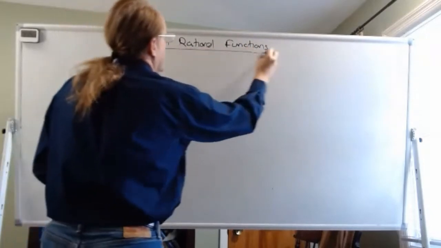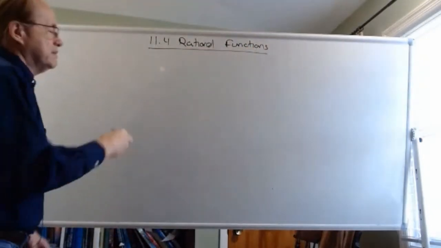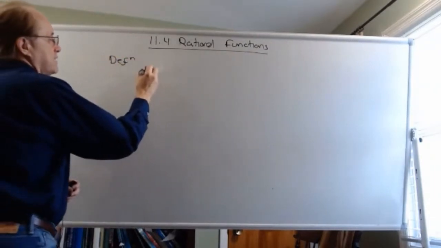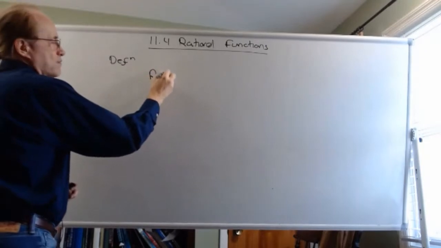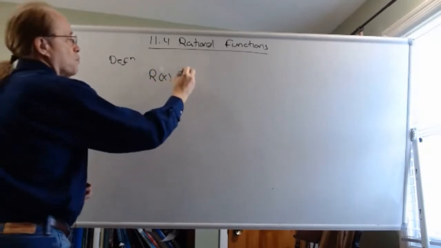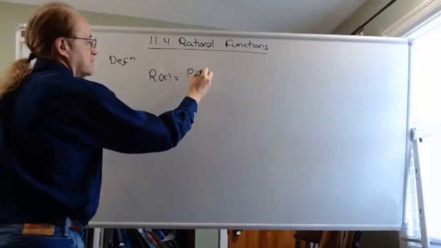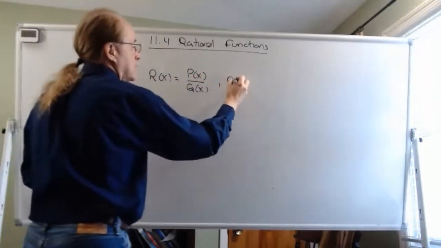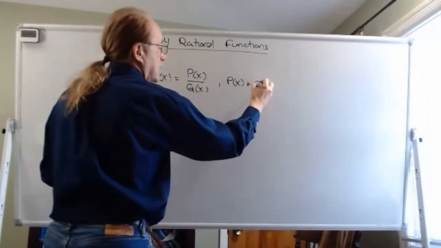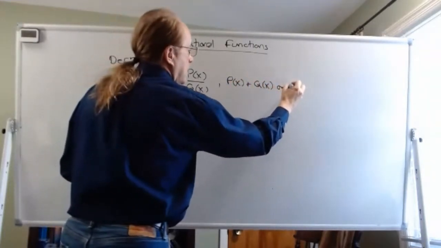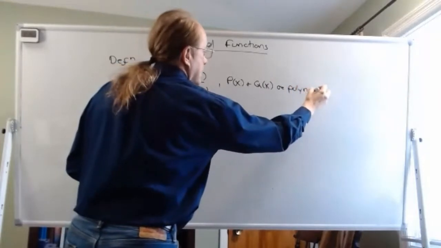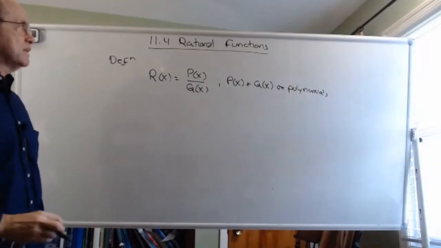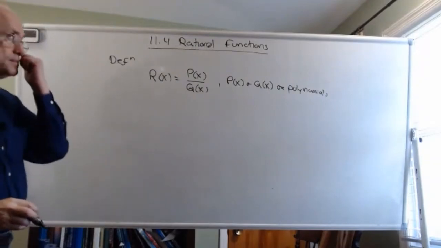Rational functions. What is a rational function? Well, we defined that early in the course. Let's put it up here again. It's just some r of x, r for rational, and that's one polynomial, p of x, over another polynomial, call it q of x. So it's a quotient, if you will, of two polynomial functions. That's what a rational function is.